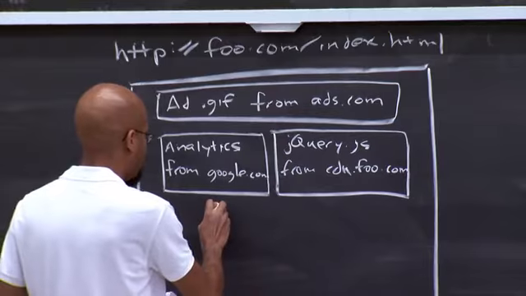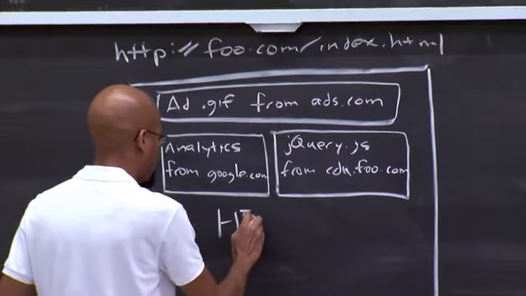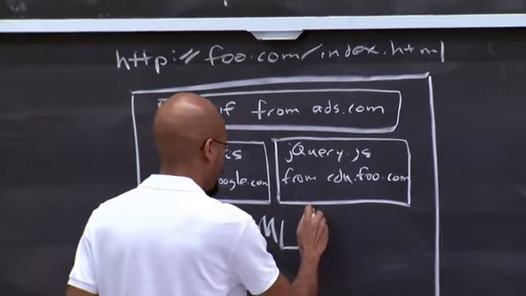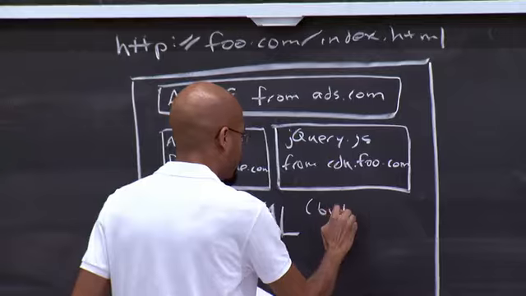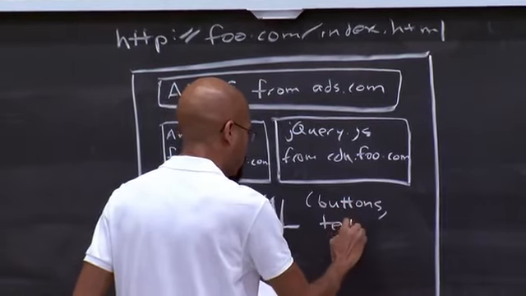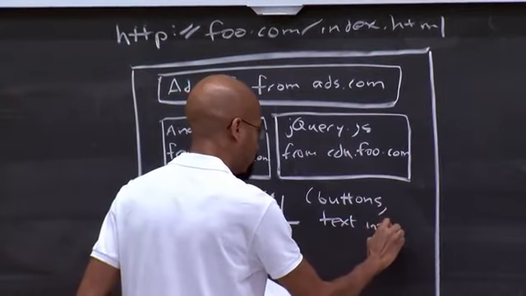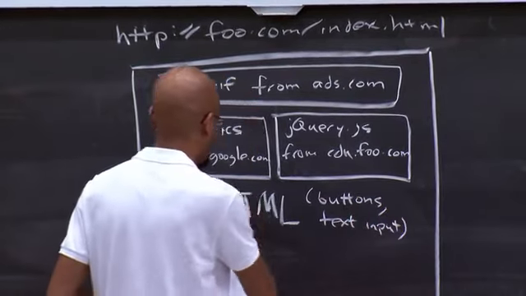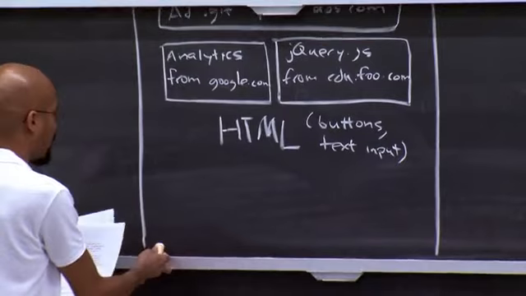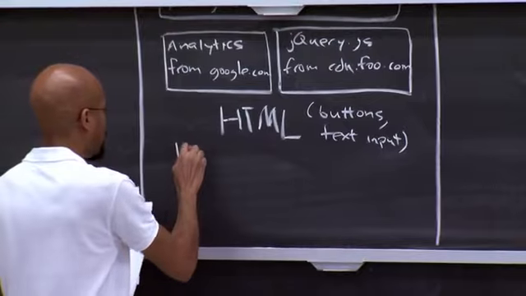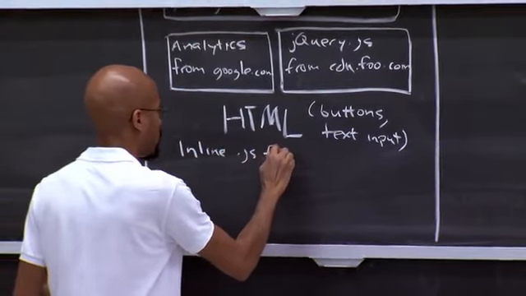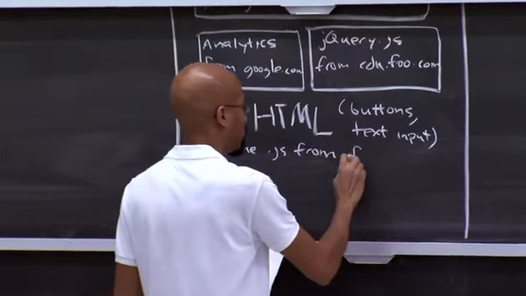And then in this page, you might see some HTML. And here's where you might see stuff like buttons for the user to click on, text input, so on and so forth. Right, so that's just raw HTML on the page. And then you might see what they call inline JavaScript from foo.com.